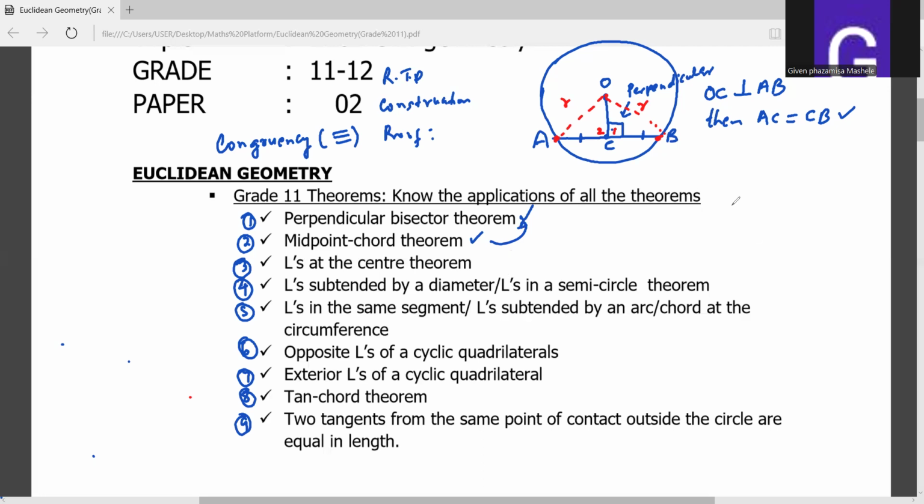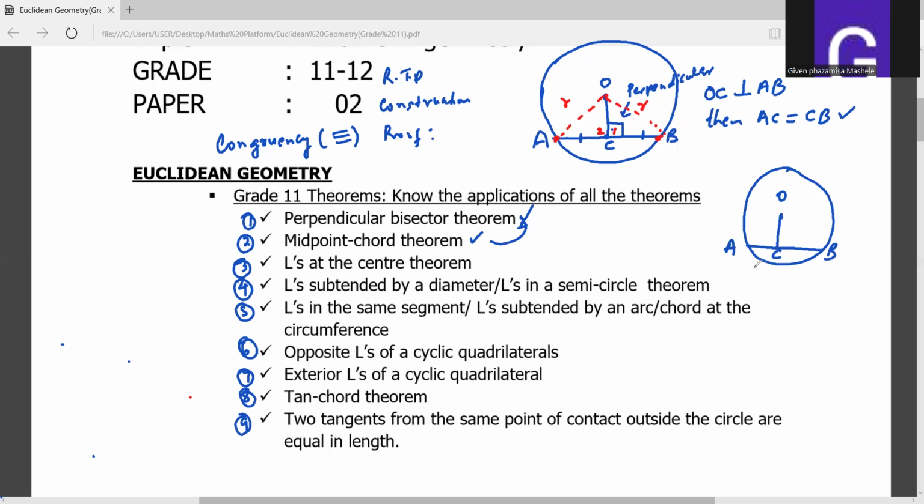It says a line drawn from the center of the circle to the midpoint of the chord, then the line is perpendicular to the chord. You see, it's the converse of the first theorem. Which says, if we have the center and we draw a line from the center to the midpoint of the chord, a line drawn from the center of the circle to the midpoint.